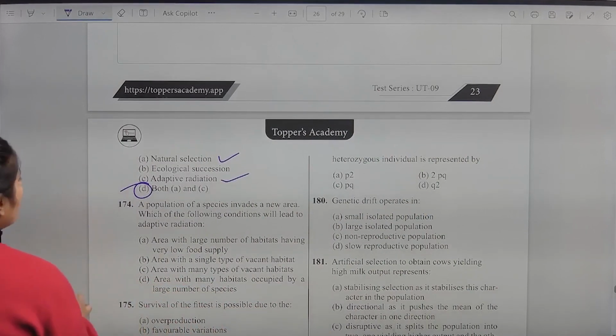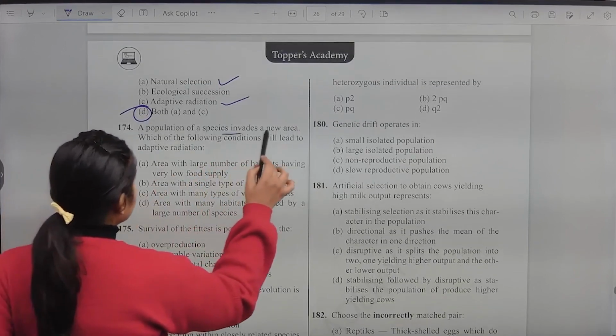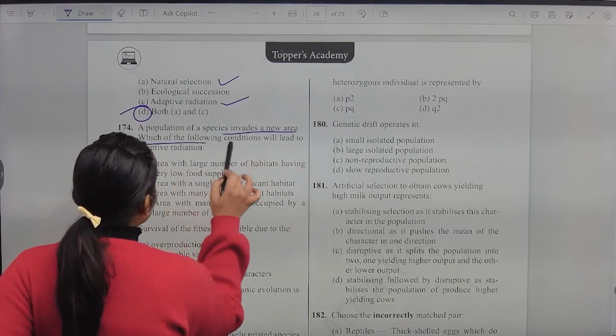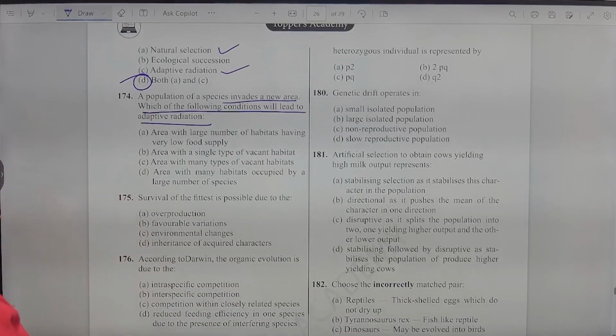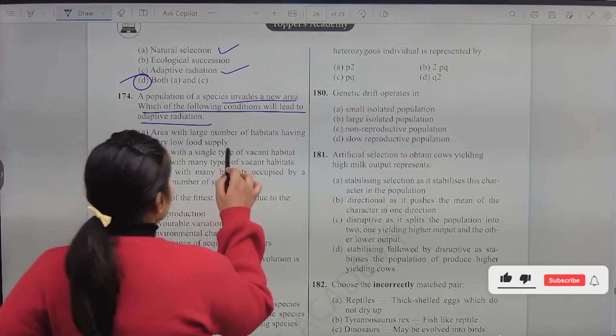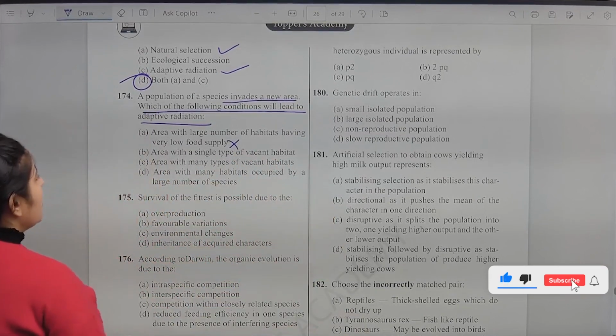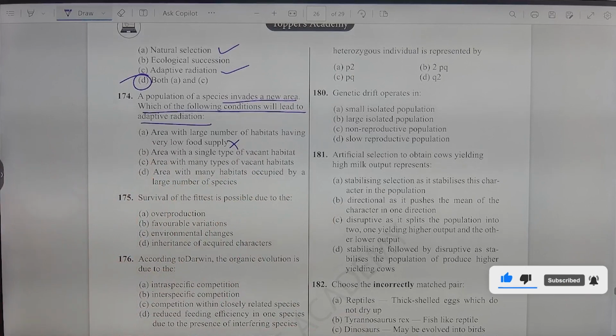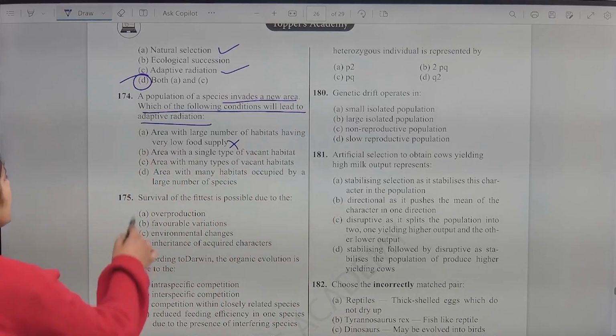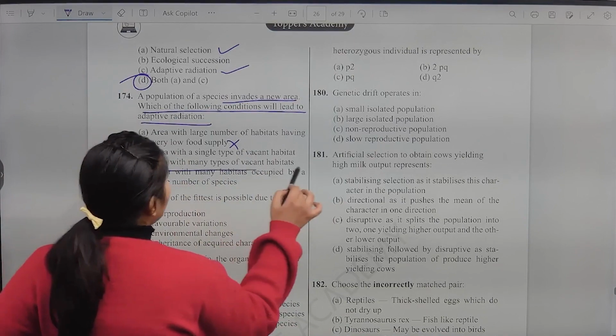Next is, a population of a species invades a new area. Which of the following conditions will lead to adaptive radiation? The first is an area with a large number of habitats having very low food supply. Obviously no. When there is a low food supply, who is going to adapt? Area with a single type of vacant habitat. This is also wrong. Area with many types of vacant habitat.